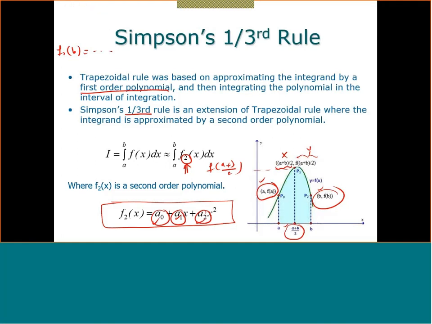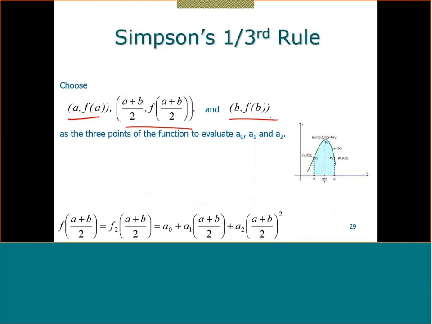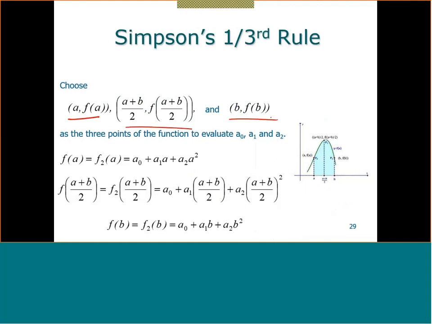Okay, so these are the 3 points: a and f of a, a plus b over 2 and f of a plus b over 2, and b and f of b. Now we have the 3 points, so these are the 3 equations: 1, 2, 3, and you can see that solving this symbolically will not be trivial. Okay, so we'll go through a lot of mathematical manipulation, because these are not just numbers; these are symbolic. So I want to come up with a general formula. So as I said, we need to understand, of course, but we don't need to know how to derive this.